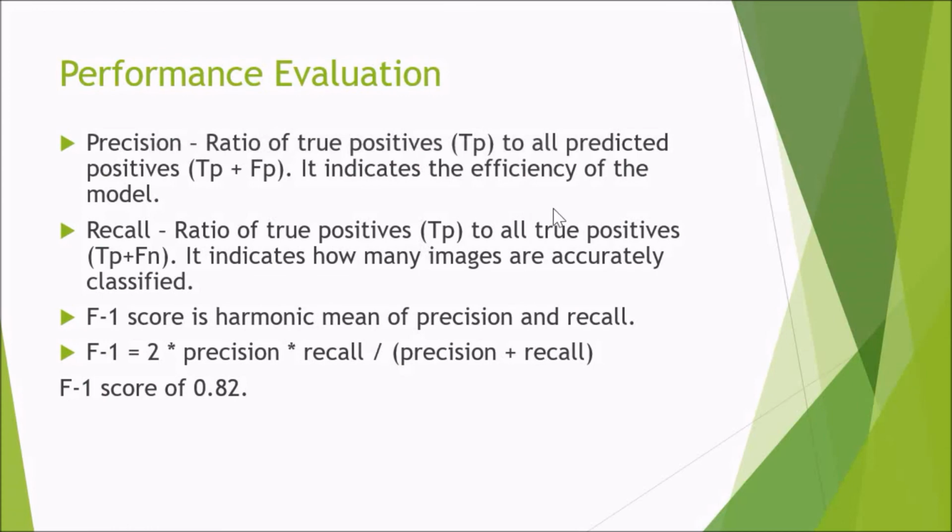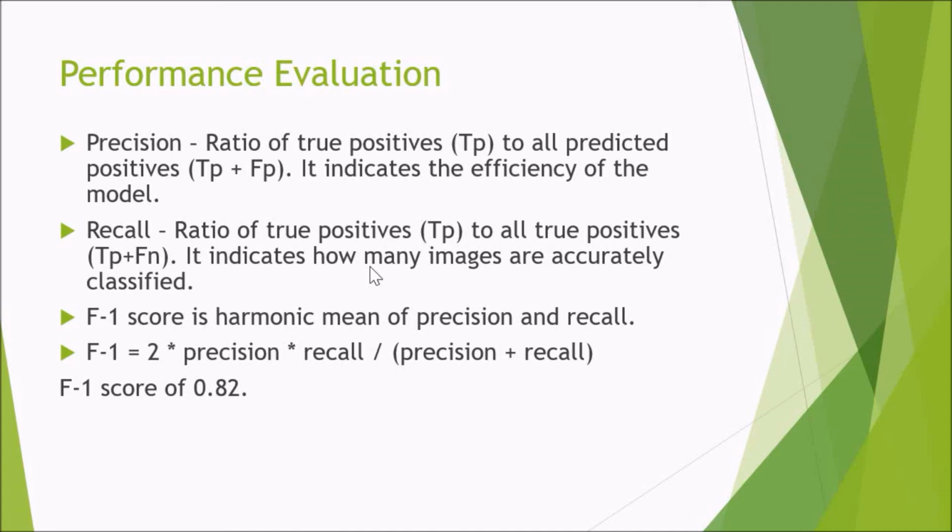Now let's see how we can evaluate the developed model. In machine learning, a model is evaluated on the basis of 3 factors, namely precision, accuracy, and recall. Precision is the ratio of true positives to all predicted positives. It indicates the efficiency of the model. On the other hand, recall is the ratio of true positives to all actual positives. It indicates how many images have been accurately classified. Low precision for an attribute indicates poor filtering for the specific attribute by the model. Therefore, precision is indicative of the efficiency of the model. On the other hand, recall shows the number of images retrieved by the model for a specific attribute.